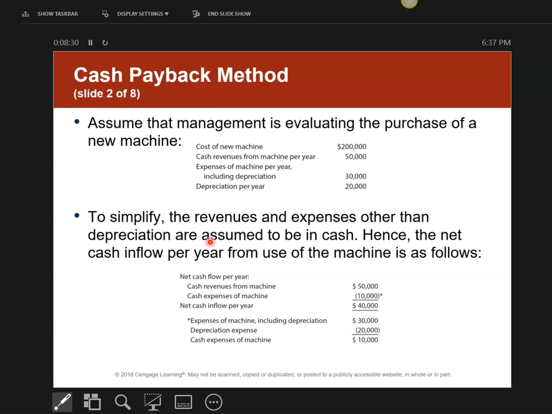Depreciation is a non-cash expense. So here's how we're going to look at this. I expect to get $50,000 of revenue in for each year, but I can expect to pay out $10,000 cash each year for expenses because of the $30,000 total minus the depreciation. Because in reality, I'm not putting out $20,000 for depreciation. I'm only putting out $10,000. So my net cash flow per year is really only $40,000.